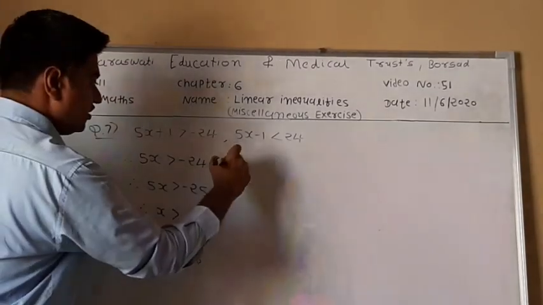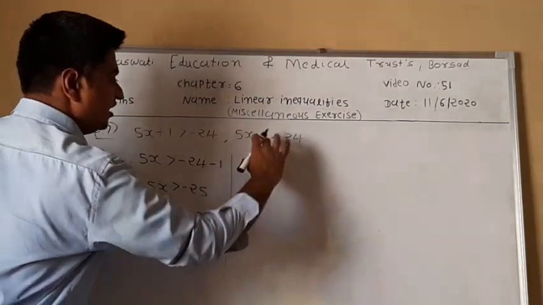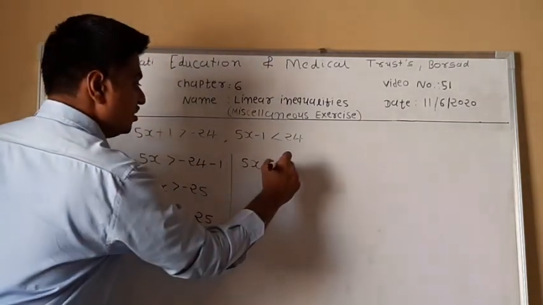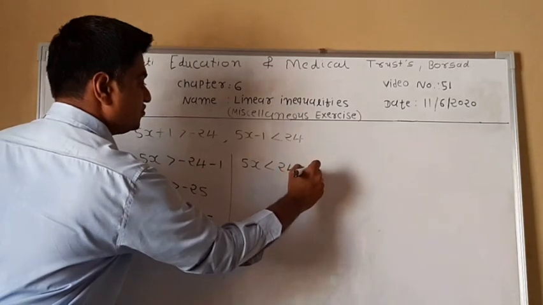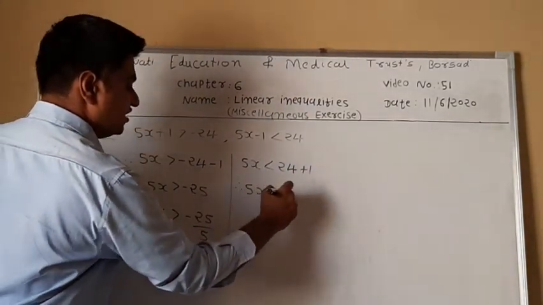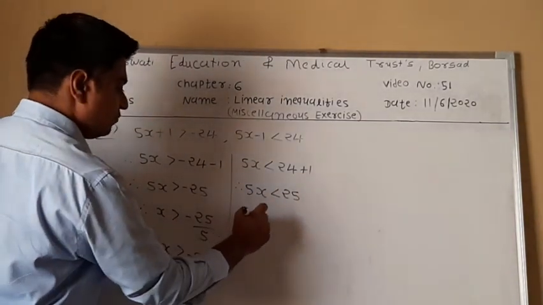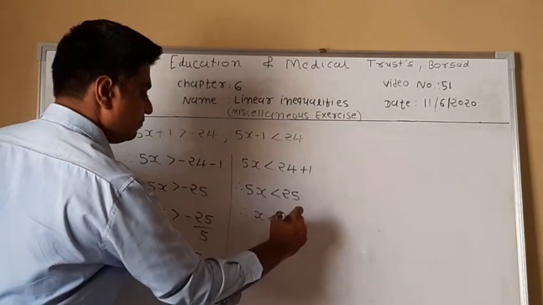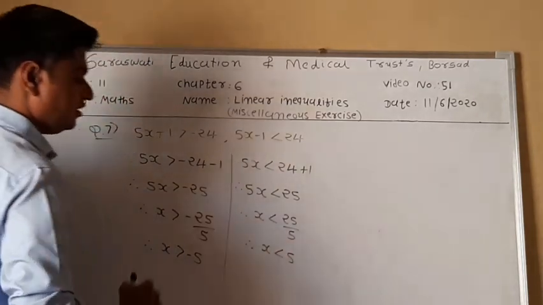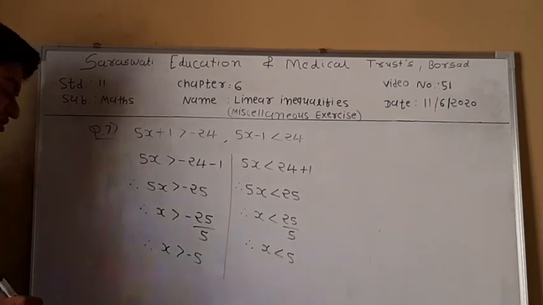Now in the other inequality, 5x less than 24, minus 1 is written on the opposite side and the sign changes. So 24 plus 1. So therefore 5x less than 25. Now divide by 5. So therefore x less than 25 upon 5. So therefore x less than 5. Now here x greater than minus 5 and x less than 5.